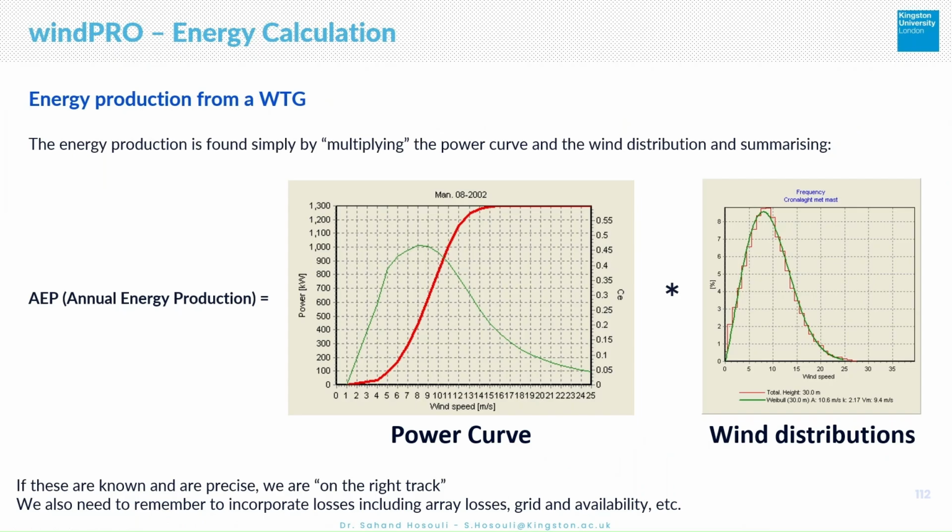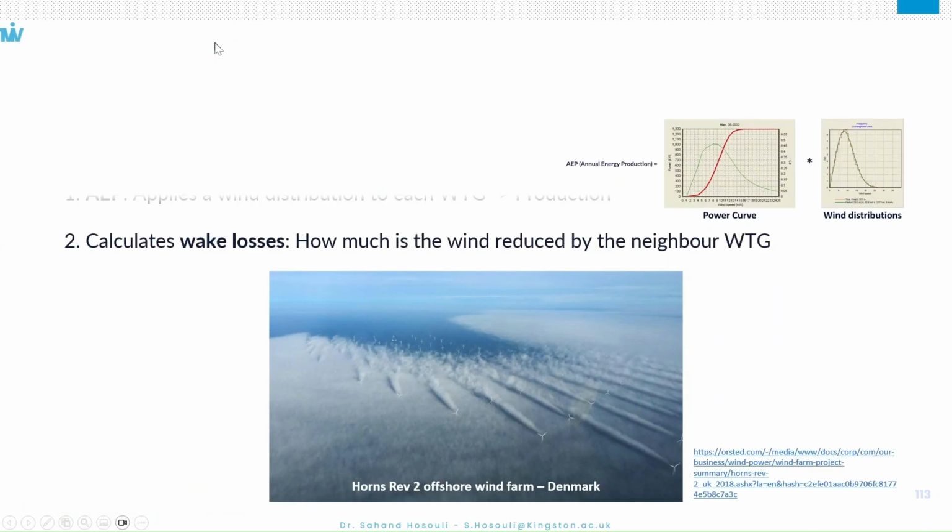We can also define the energy production by simply multiplying the power curve and the wind distribution and summing it up. So we can say that annual energy output would be the power curve multiplied by the wind distribution. And if these are known and precise, we are on the right track. But we also need to remember to incorporate losses, including array losses and grid unavailability, which we will discuss later on as well.